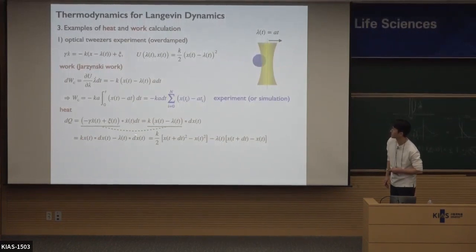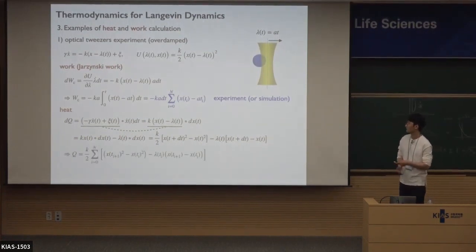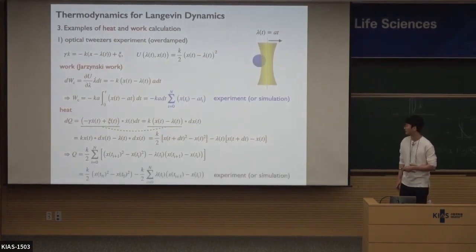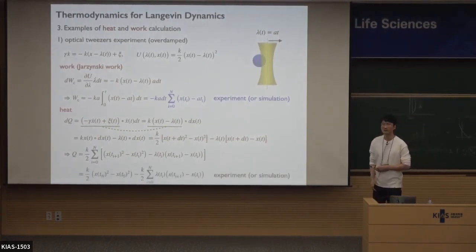And for the second term, because lambda does not have any noise, it does not have x dependence, so this Stratonovich product can be changed to just a normal product. In such a way, you can calculate the heat. So in such a way, we can evaluate heat in experiments or simulation. Okay.